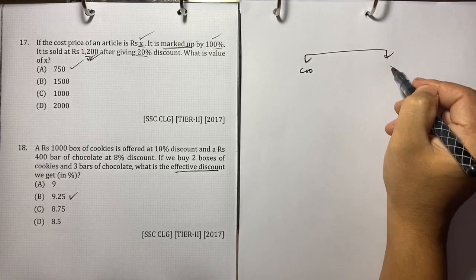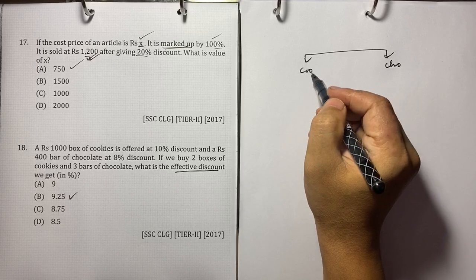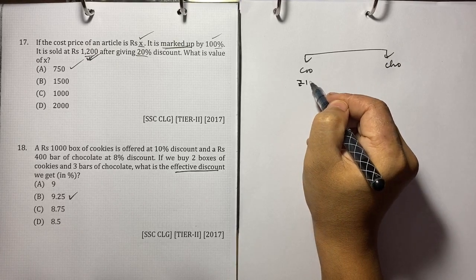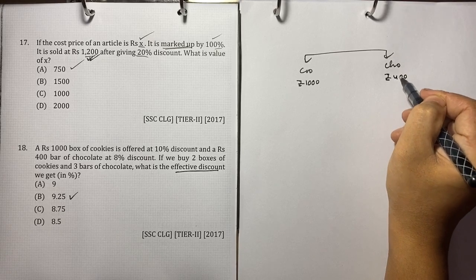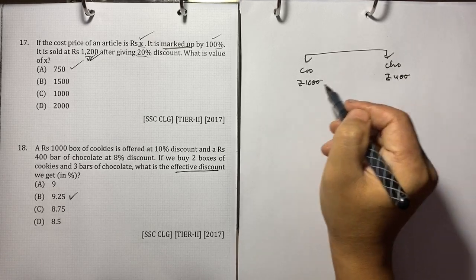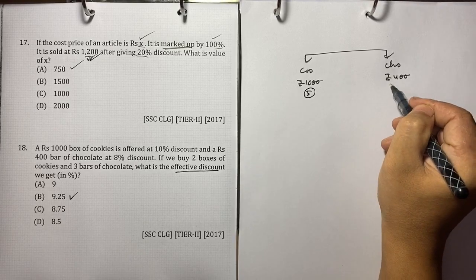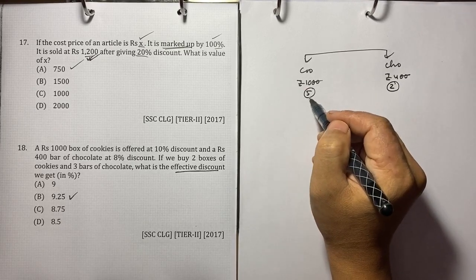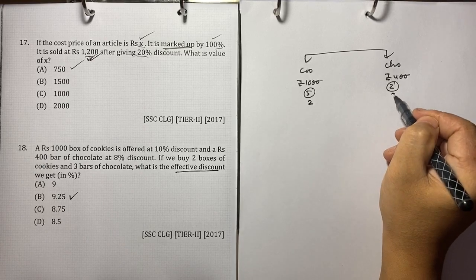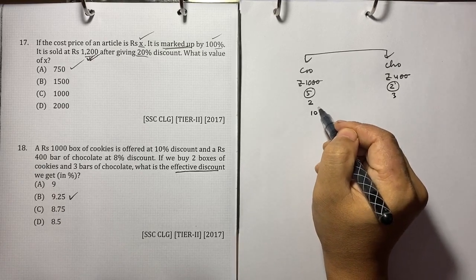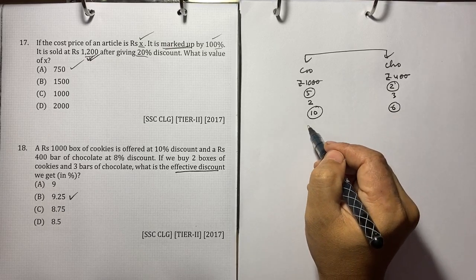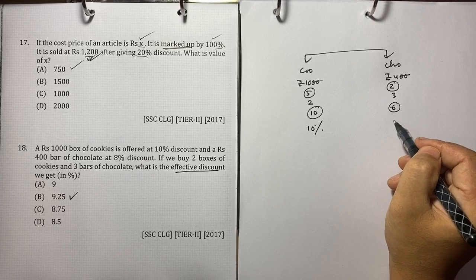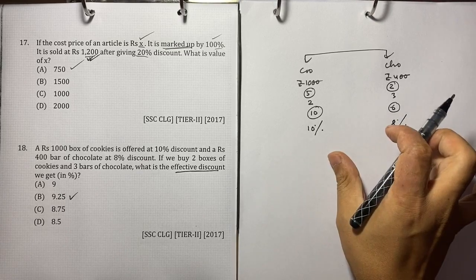Now the second method. The amount for cookies is rupees 1000 and for chocolate rupees 400. Cancel it: the ratio of 10 is to 4 is 5 is to 2. The weights are then 10 is to 6. The discount on cookies is 10% and on chocolate 8%. The total discount we don't know; let's call it x.